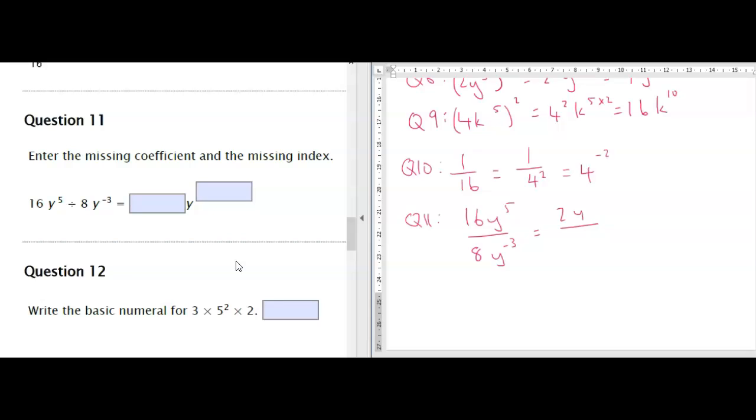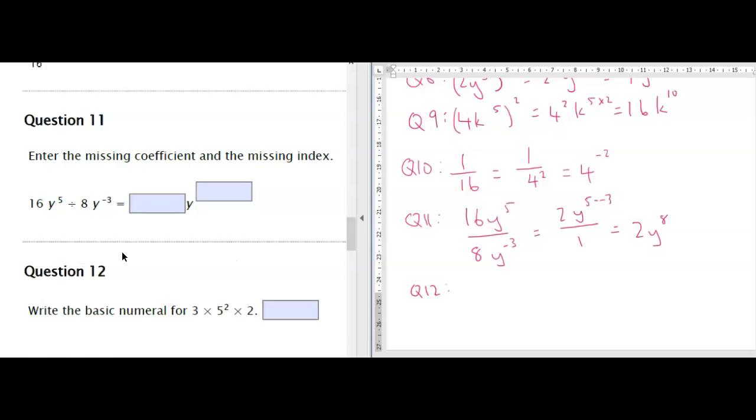Now, we've got y to the power of 5. Remember, when we're dividing, we subtract our powers. So we're going to subtract -3, and then we're left with a 1 on the bottom. So your final answer should be 2y to the power of 5 minus -3 gives you +8. So a bit of a tricky one there with your negatives.